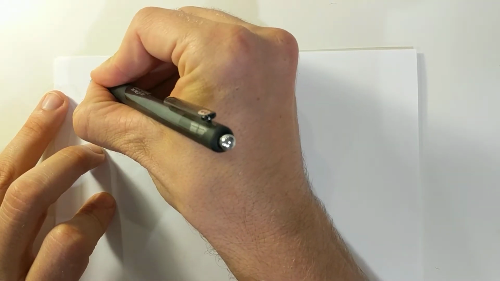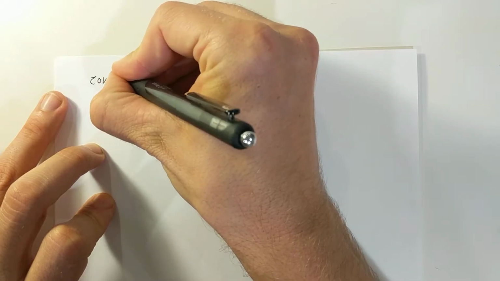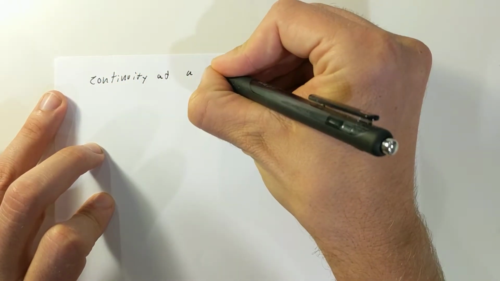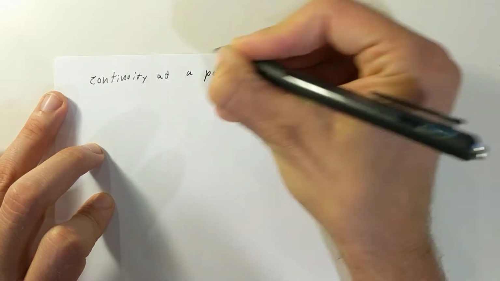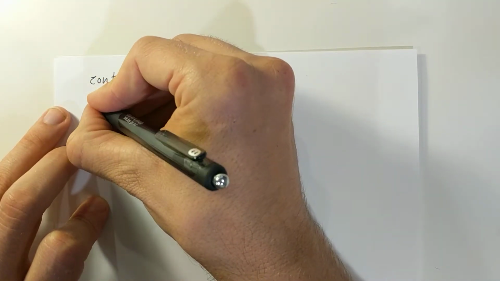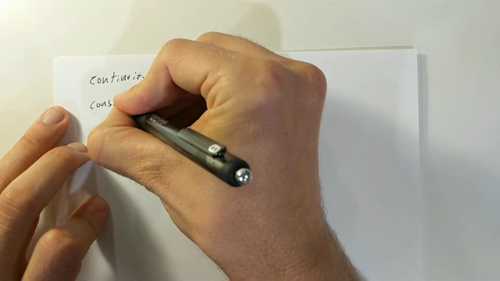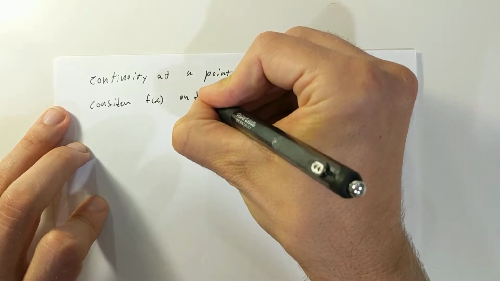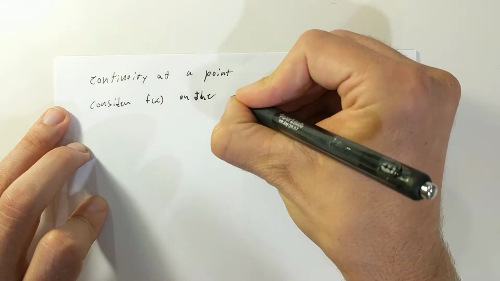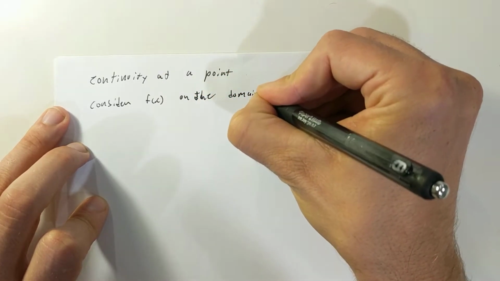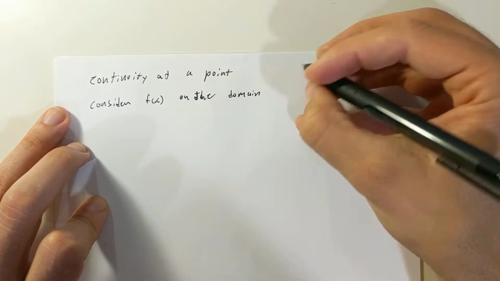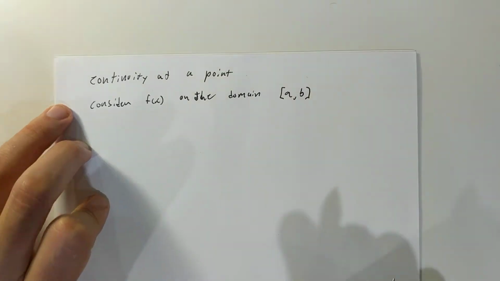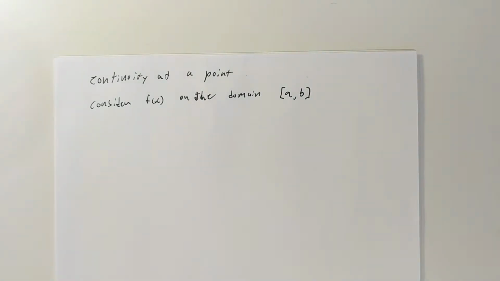Today we're going to be talking about continuity at a point. So consider f of x on the domain of, we'll say, a to b. Okay, we'll even include a and b. So consider f of x on the domain a to b.